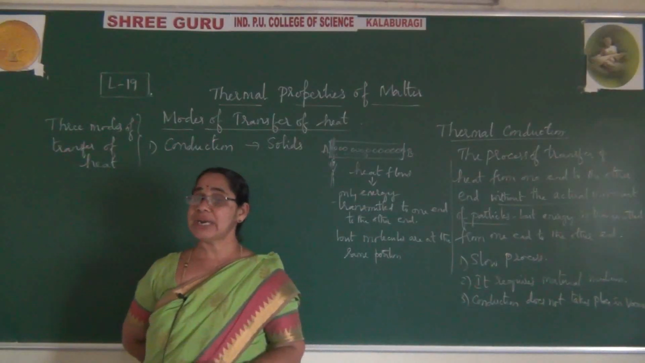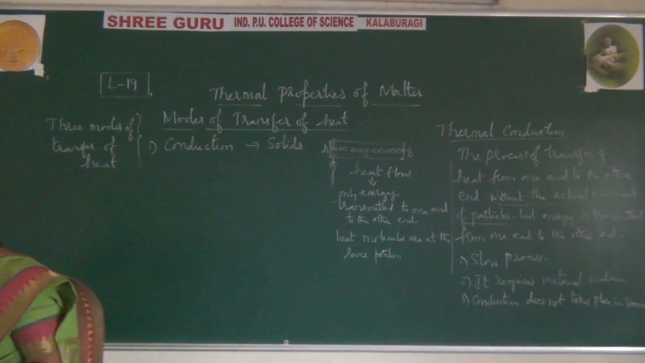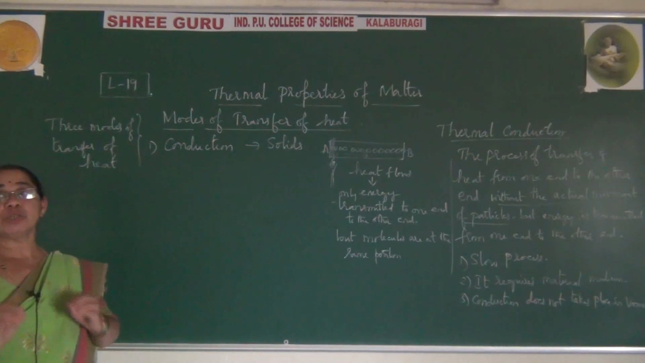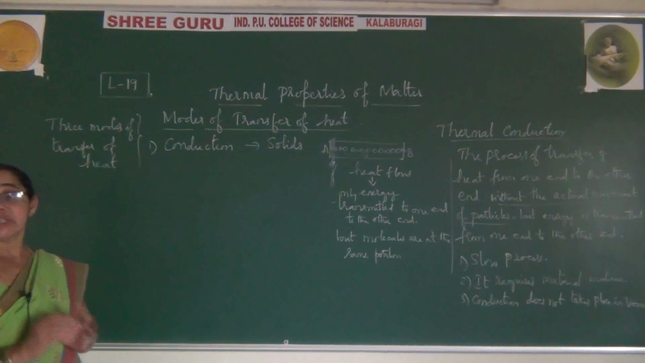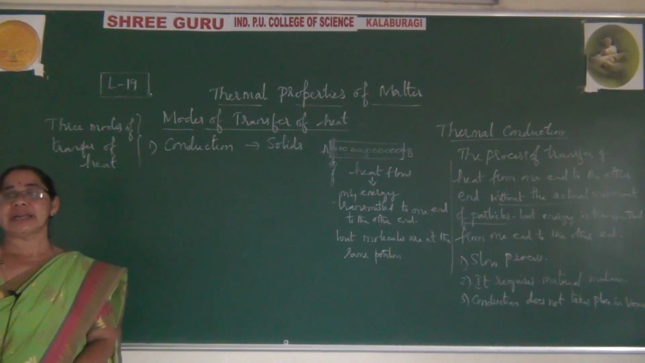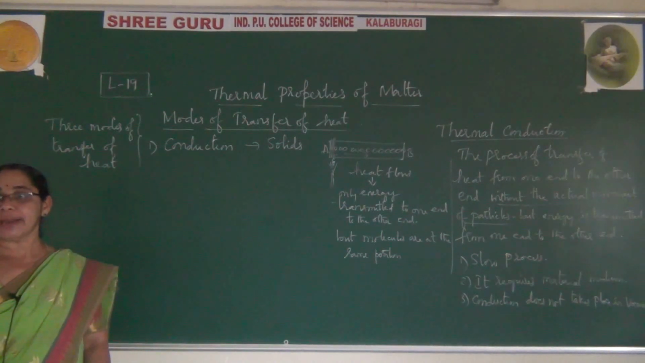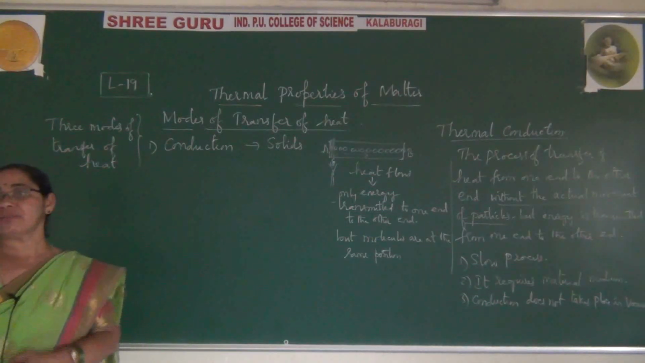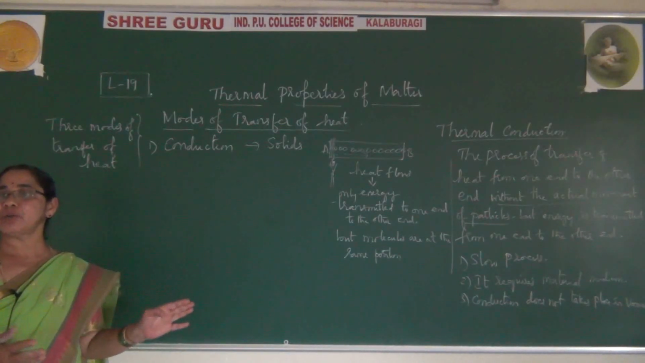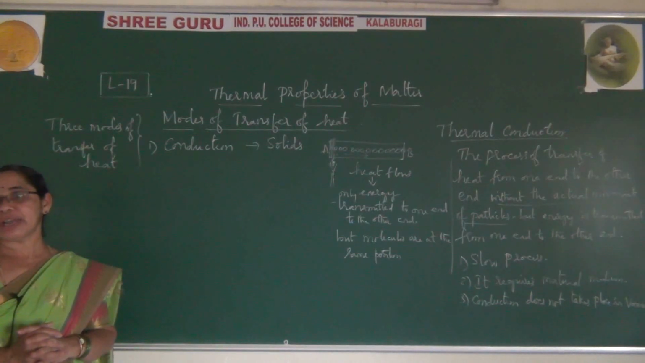What do you mean by good conductors? Whatever substance you take, the substance which allows heat from one end to the other end is called a good conductor of heat. Similarly, the substances which do not allow heat from one end to the other end are called bad conductors of heat. I think you are able to catch it now.